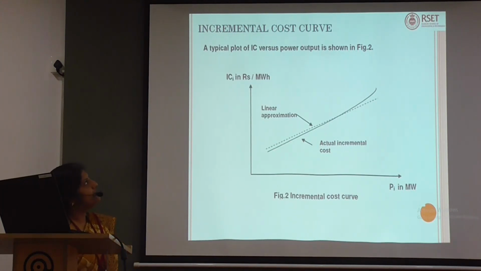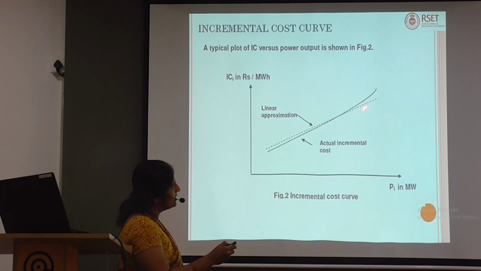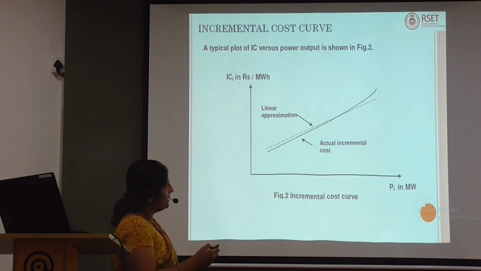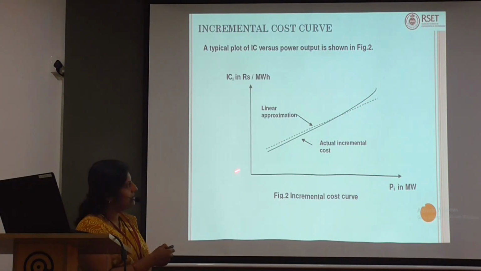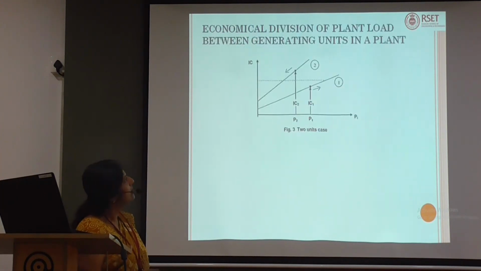This is a typical incremental cost curve. We have the incremental cost in rupees per megawatt hour on the y-axis and the real power in megawatts on the x-axis. The actual relationship is what is shown here, and the dashed line shows the linear approximation of it. We can see that for an appreciable range it is almost linear, so we have an approximately linear relationship between these two parameters.